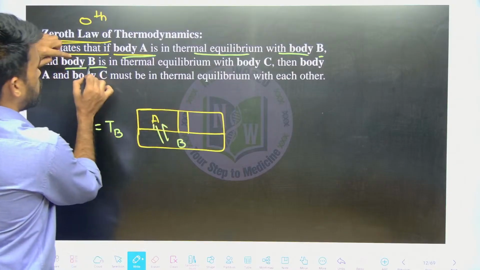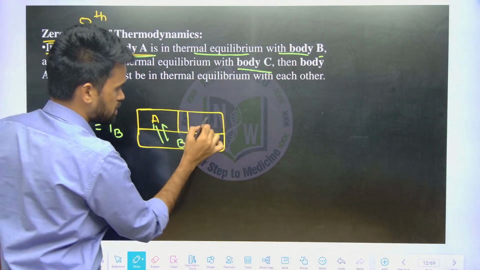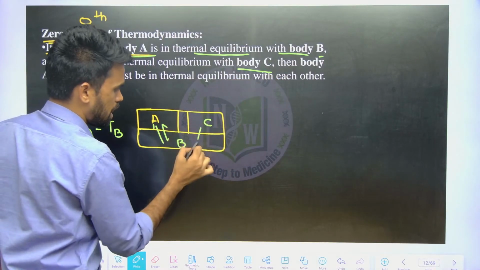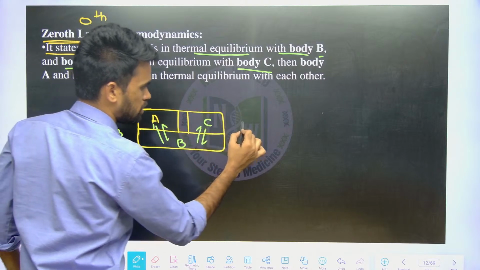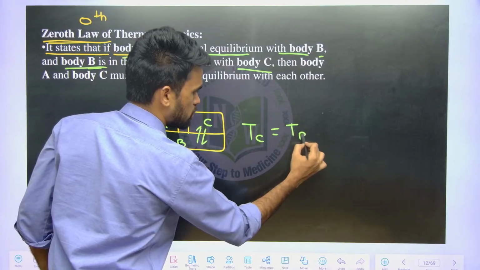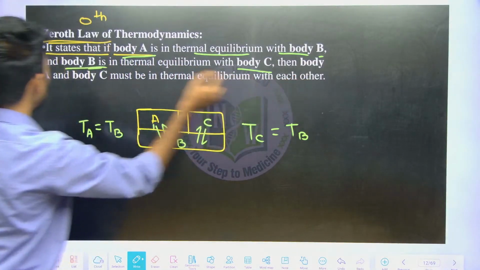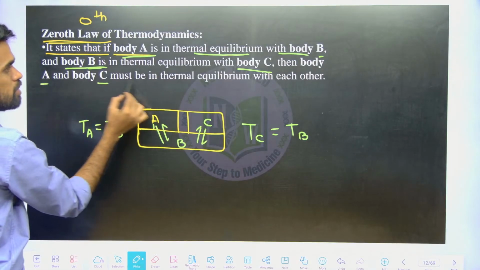Now the body B is in thermal equilibrium with body C. Here we have C. These are also in equilibrium with each other. Which equilibrium? Thermal equilibrium. The temperature of C is equal to the temperature of B. Then the bodies A and C must be in thermal equilibrium.